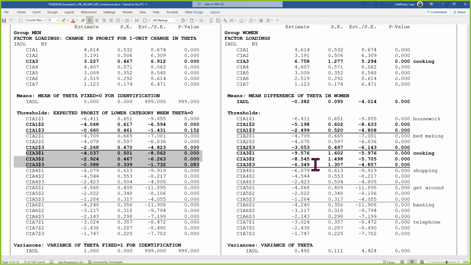So hard, I know. Now the rest of these, shopping, getting around, banking, using the phone, they're invariant. So yeah, I think you called it earlier, Zoomers, when you said these are the gendered tasks, right? Housework, bed making, and cooking are harder for men.